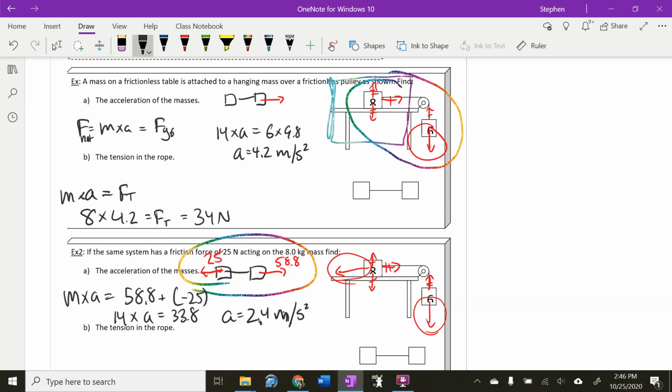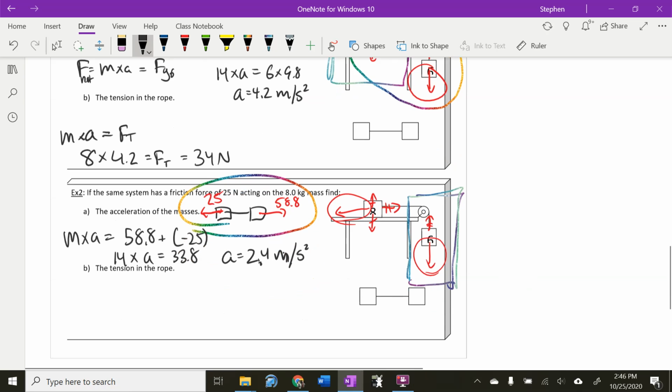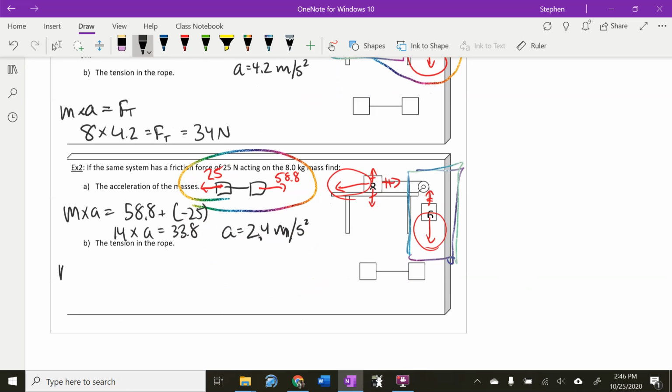You can see it's much less than the 4.2 meters per second squared that we got when there was no friction. And last but not least is our tension force. In this case, both of the objects have two forces acting on them, so I'm going to go with the one on the right-hand side. The total mass of the object in question, that 6 kilogram mass, times its acceleration is going to equal the sum of our forces. So in this case, I'm going to say 58.8.